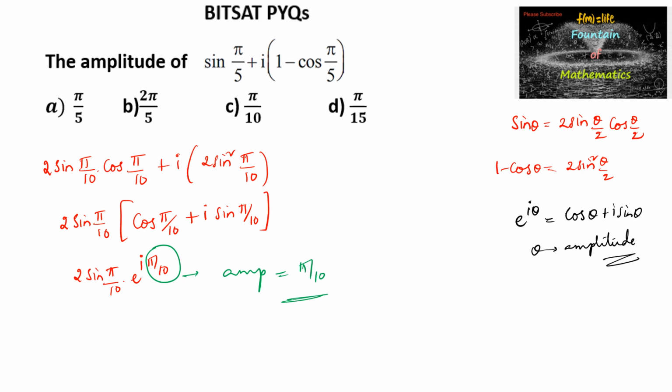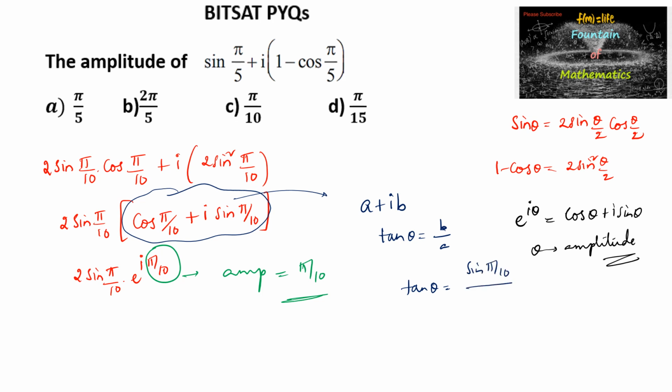This complex number can also be written in the form of a plus ib, and if theta is the amplitude, then we have tan theta is equal to b upon a. So we can write tan theta is equal to b, sin pi by 10, upon a, cos pi by 10. So tan theta is equal to tan pi by 10, which implies theta is equal to pi by 10. So we can also get the solution in this way. Anyhow, the answer is pi by 10, option C.